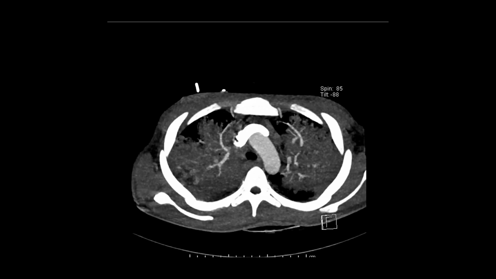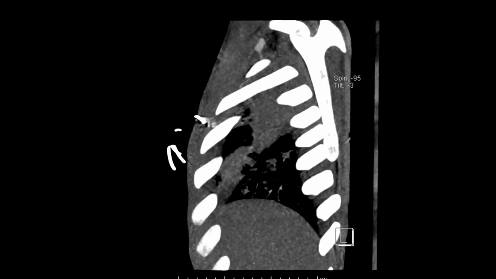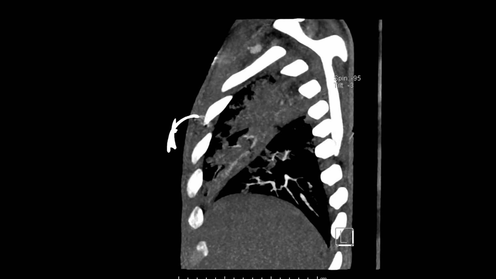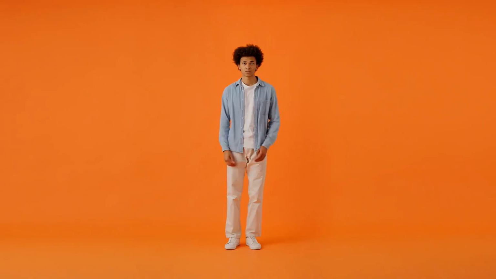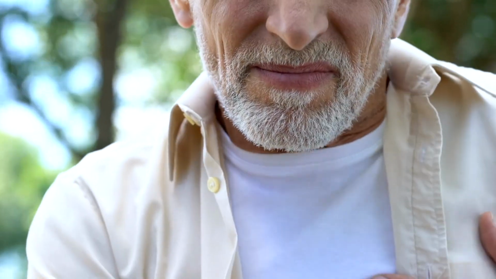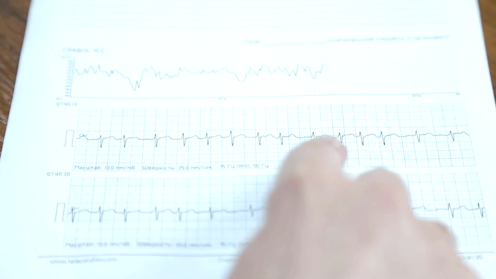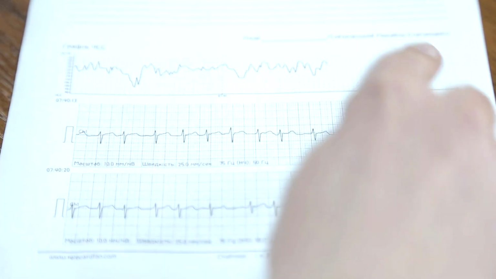Pulmonary embolism, PE. Symptoms of PE can be severe and life-threatening, requiring immediate medical attention. Shortness of breath. Sudden and unexplained difficulty breathing. Chest pain. Sharp stabbing pain that may worsen with deep breaths. Cough. A cough that may produce bloody or blood-streaked sputum. Rapid heartbeat. Increased heart rate or palpitations.